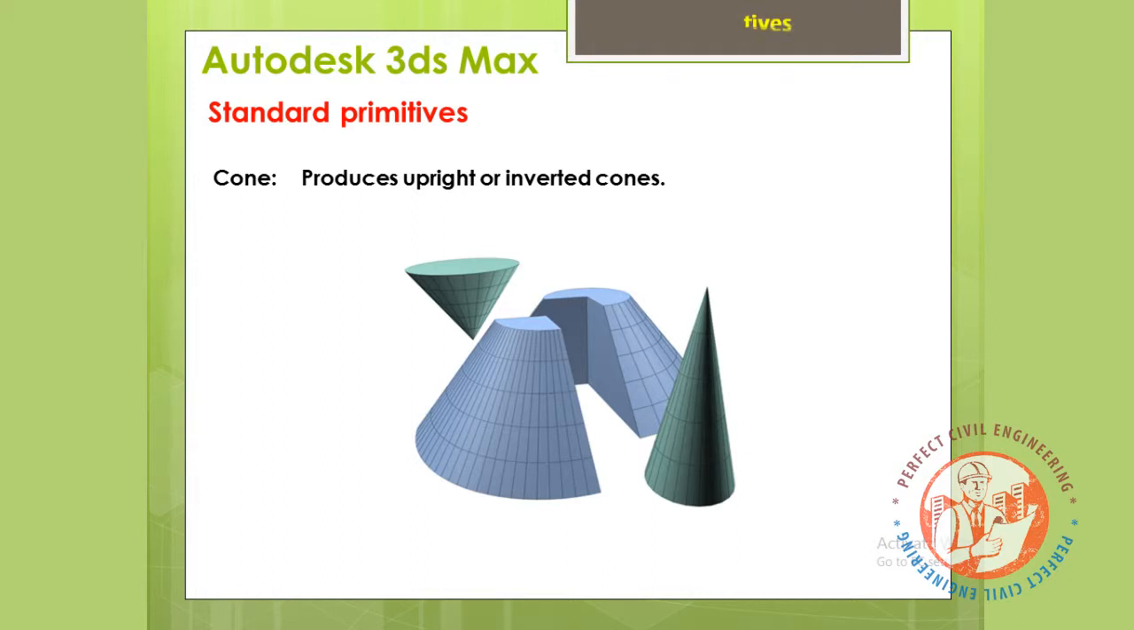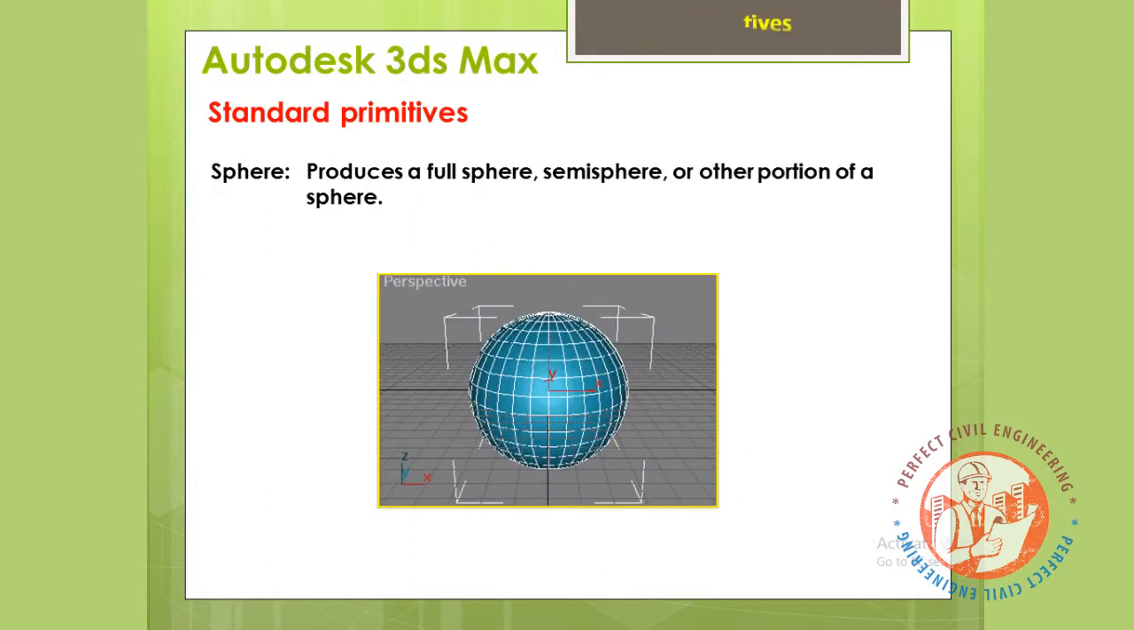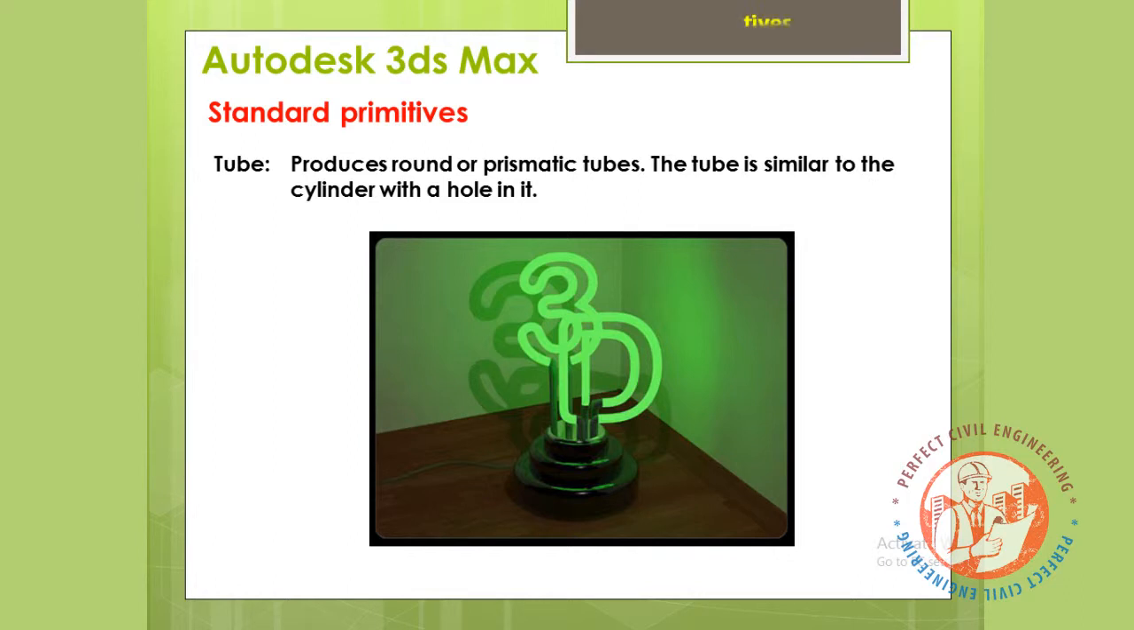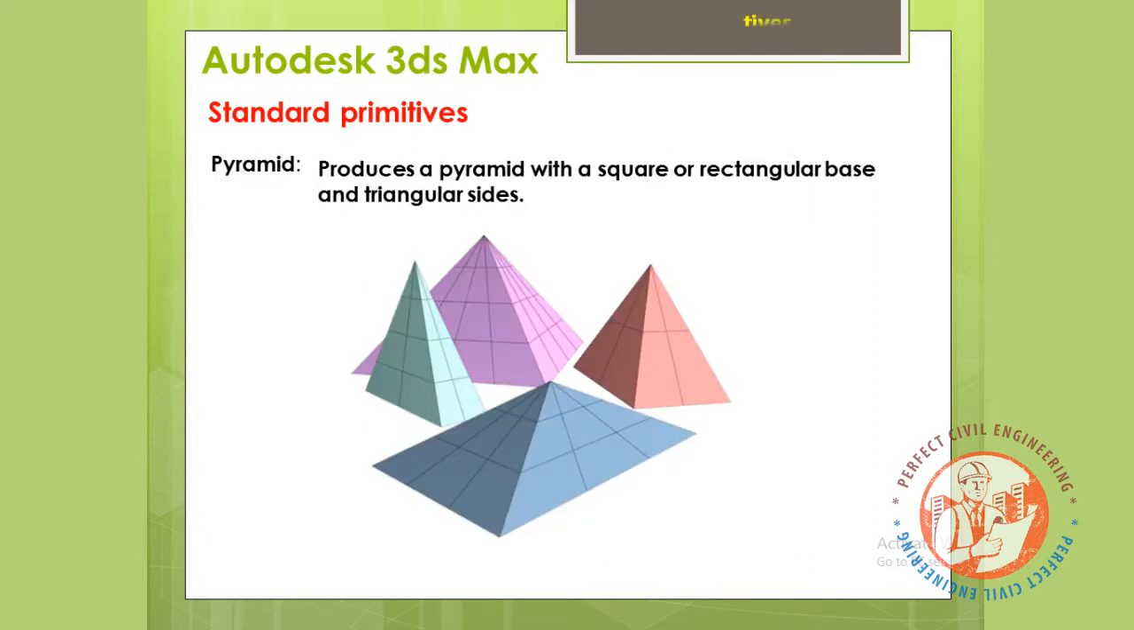Cone produces upright or inverted cones. Sphere produces a full sphere, semisphere, or other portion of a sphere. Tube produces round or prismatic tubes. The tube is similar to the cylinder with a hole in it. Pyramid produces a pyramid with a square or rectangular base and triangular sides.